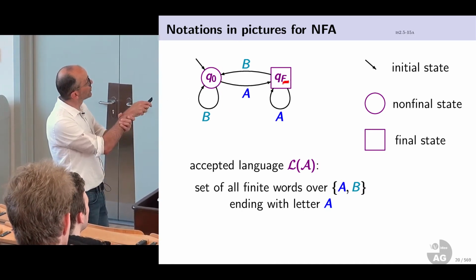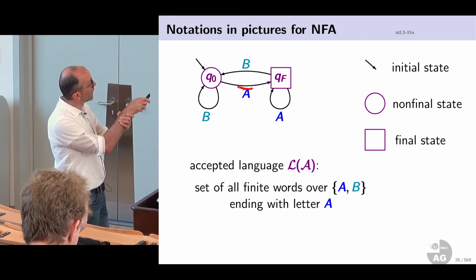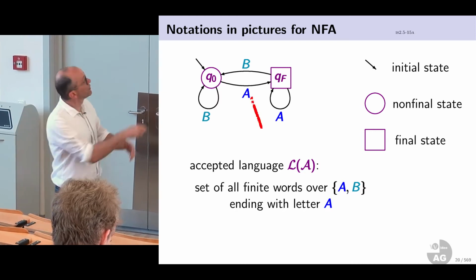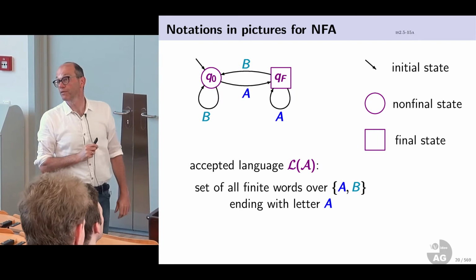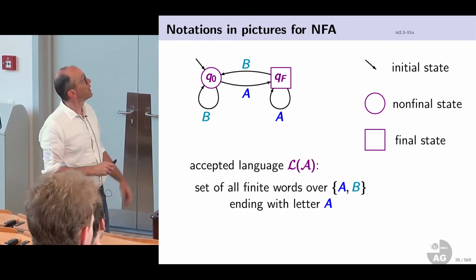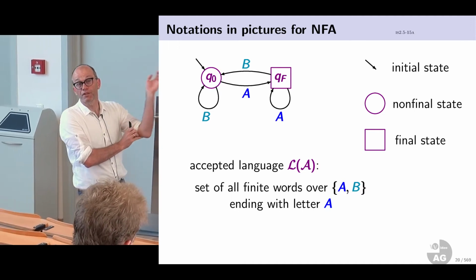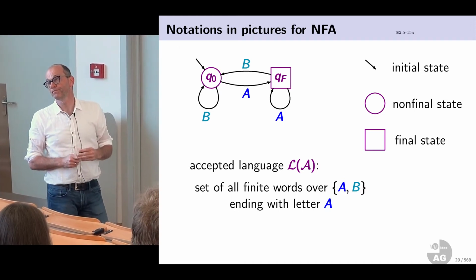Well, there is only one possibility to end in this state, namely that you have to take an incoming arrow labeled with A, either because you go from Q0 to Qf, or you take the self cycle. And there is no restriction on taking any A's and B's in the beginning, so you take any finite word, but it needs to end with an A.